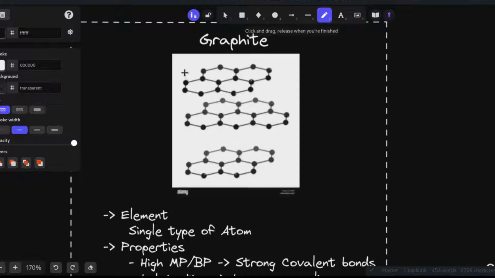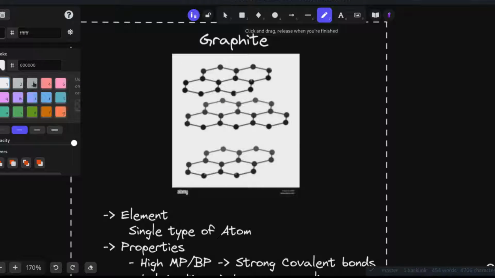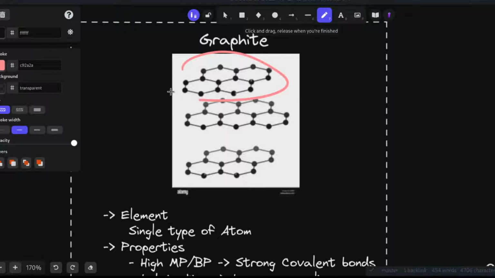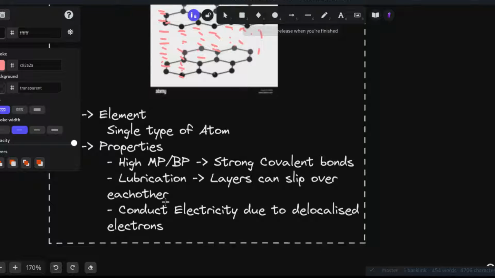Now, the thing is that it is in layers. This is layer number 1. Let me just take a different color. This is layer number 1, this is layer number 2, and this is layer number 3. So this is in layers, right? And these layers have those intermolecular forces. Recall those intermolecular forces between the molecules. This is what this structure has as well. And this sliding pattern allows it to be used as a lubricant.